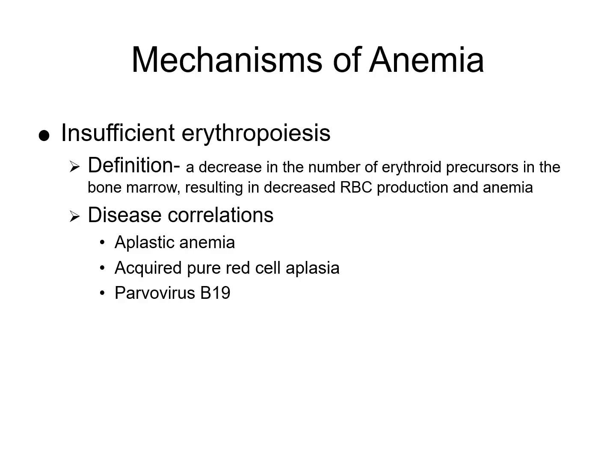And then we have the parvovirus B19 infection. This is a virus that selectively infects and destroys erythroid precursor cells, which causes a temporary cessation of red cell production. This can often lead to an aplastic crisis in patients with underlying hemolytic anemia.